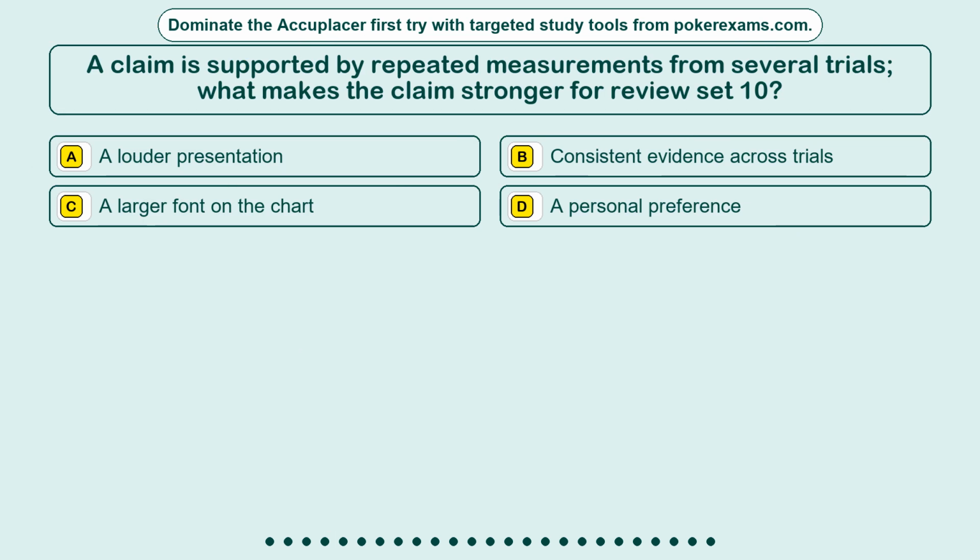Question 25. A claim is supported by repeated measurements from several trials. What makes the claim stronger for review set 10? Option A, a louder presentation. Option B, consistent evidence across trials. Option C, a larger font on the chart. Option D, a personal preference.